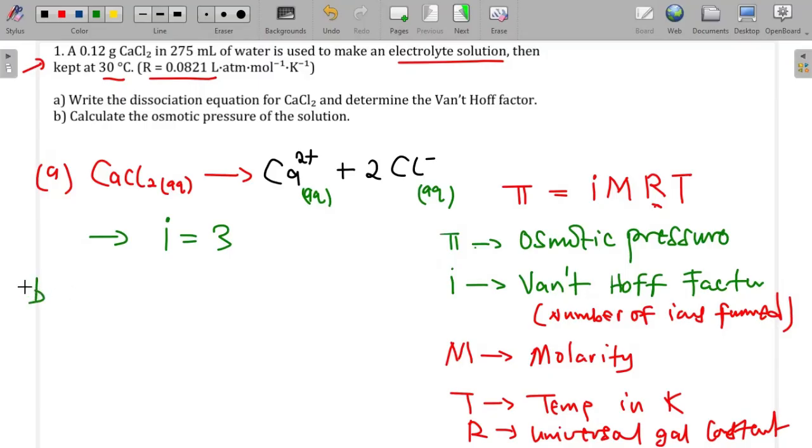And then B, they're saying calculate the osmotic pressure of the solution. So to calculate the osmotic pressure, we're using this formula here.